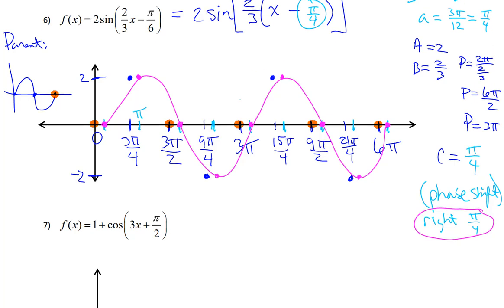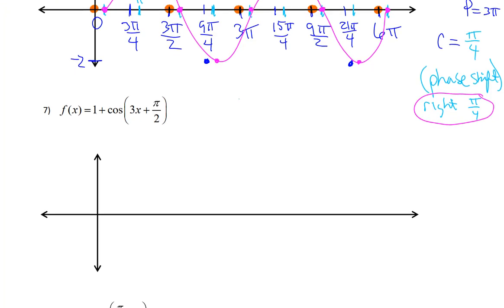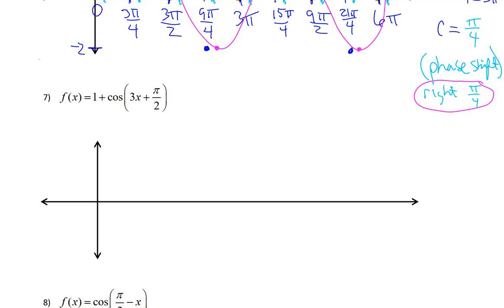All right, let's move on to our next one. Number 7 is given as f of x equals 1 plus the cosine of 3x plus 2 pi. Okay, so immediately you can see a lot of stuff going on. We'll just pick it apart one little piece at a time. Notice that the 1 is written in front, but you could just as well put a plus 1 at the end.